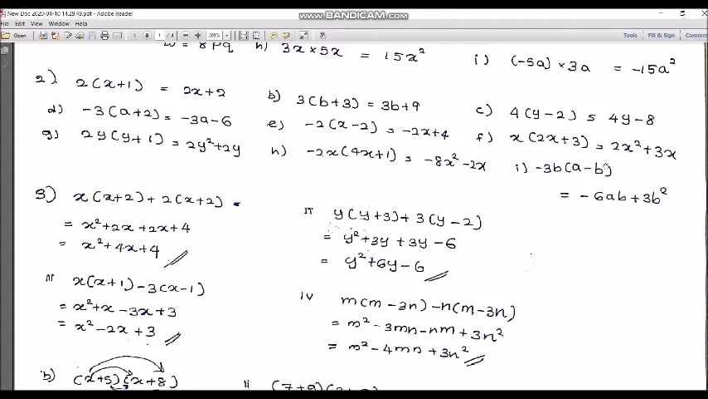And then the final one, the last one in the second question, minus 3b within the bracket a minus b. So minus 3b into a is minus 3ab, and then here minus and minus. Minus b means minus 1 times b, so we get plus.